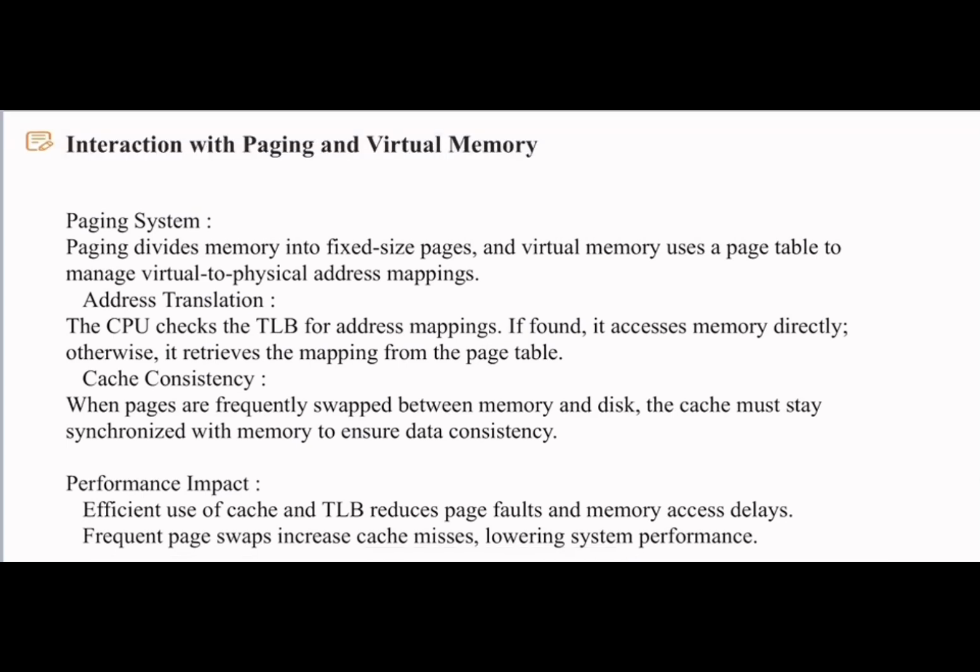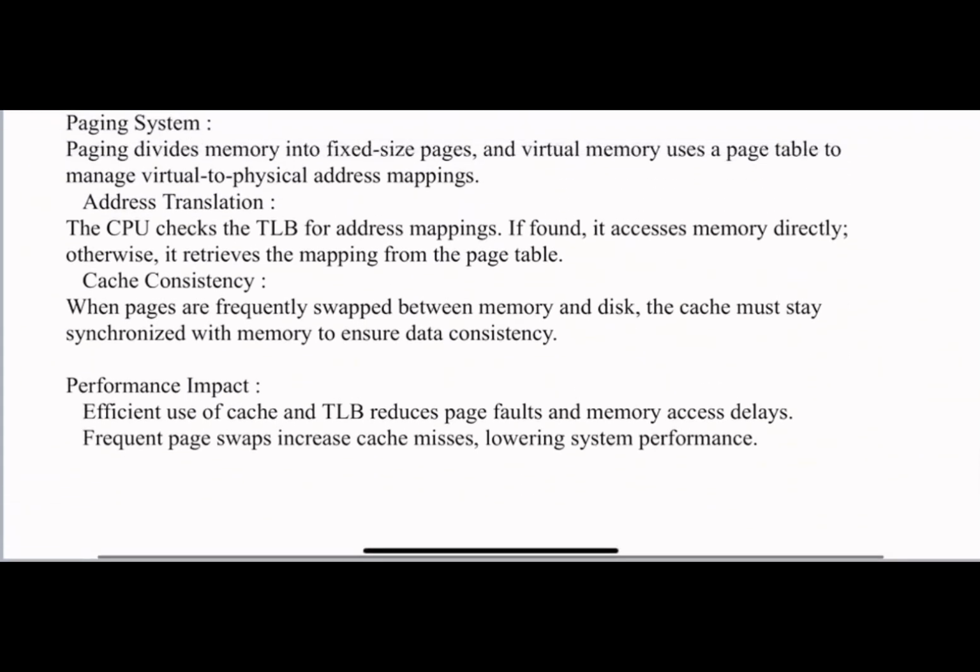And next is interaction with paging and virtual memory. In a paging system, the memory is divided into pages. For address translation, the CPU checks the TLB first, then the page table if needed. And then the cache updates when pages are swapped. And then is performance impact. For the better case, it has fewer page faults and faster memory access. And in the worst case, there are more cache misses and slower performance.